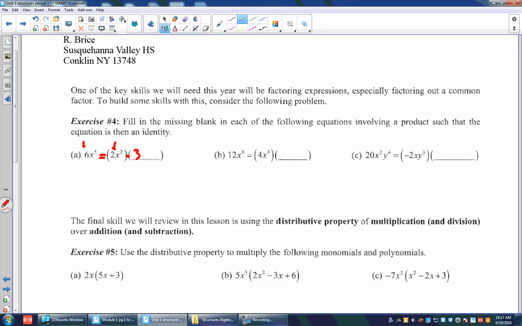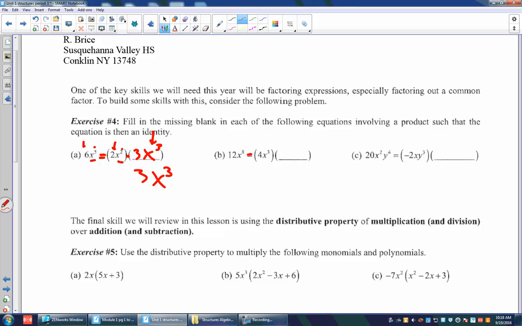Oh, that's a 3. And x squared times what is x to the fifth? We're adding exponents, so 2 plus what is 5? Oh yeah, that's a 3 also. So this answer is 3x cubed. You got it? So right here, there's the equal sign.